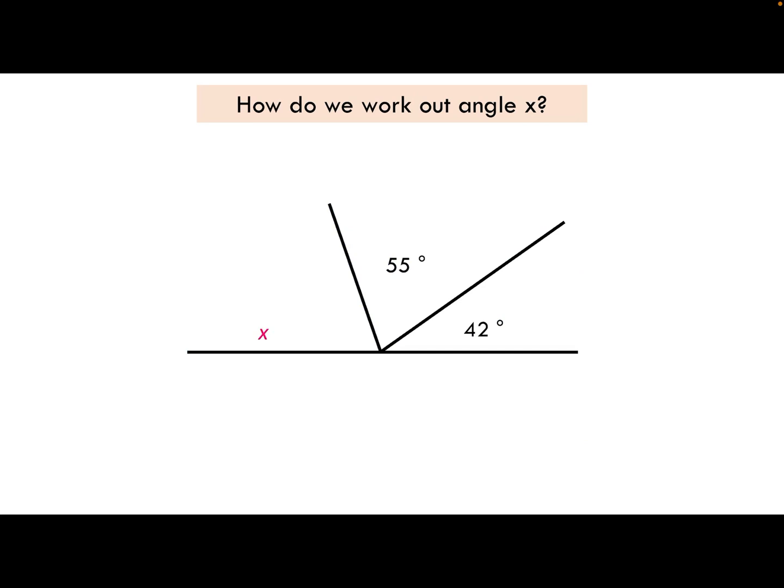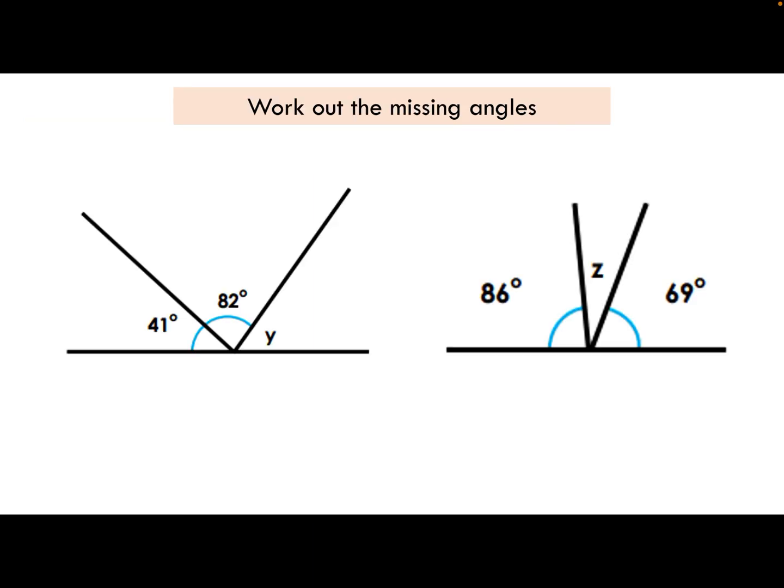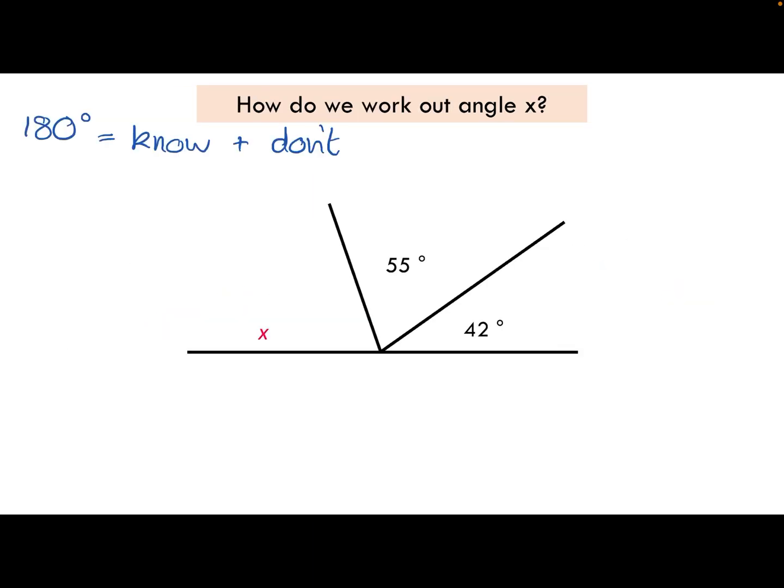Now the reason I'm giving it to you in a formula is because now we've got 2 bits of information that we know, but our formula stays the same. So we still need to do 180 degrees is the same as what we know, add what we don't know. So what do we know? I know that 55 and 42.